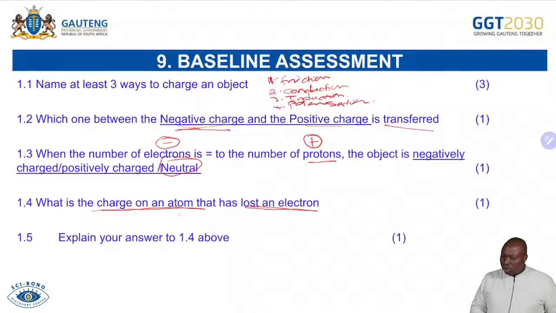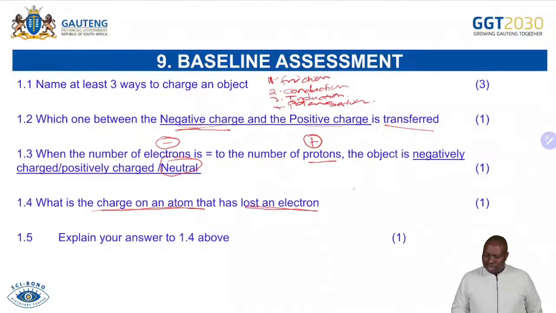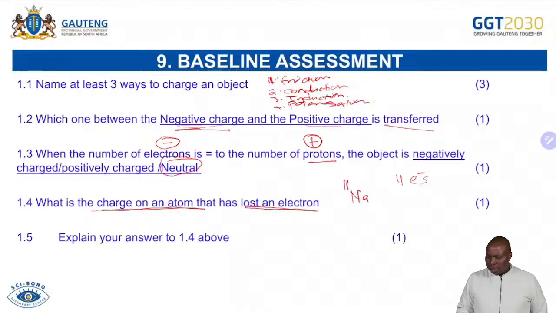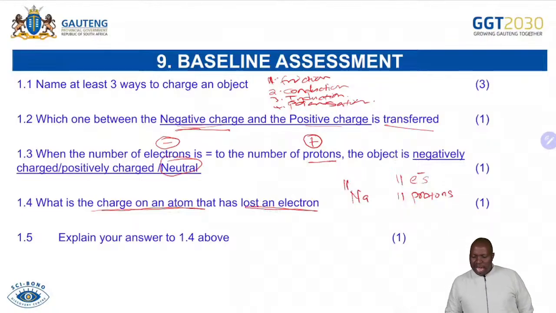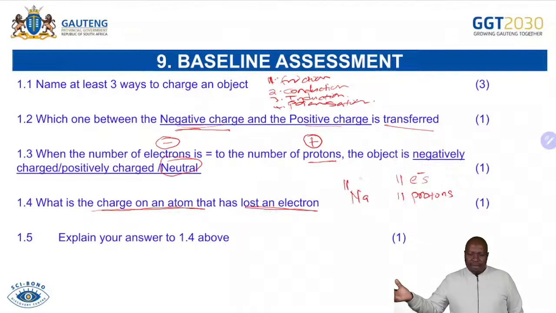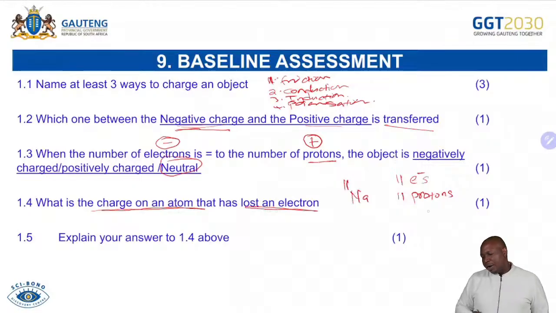Now we're saying, what is the charge on an atom that has lost an electron? So you will know that if, for example, you are having sodium, which is number 11 in the periodic table, sodium has 11 electrons and 11 protons. So 11 negative charges and 11 positive charges. And sodium is written as neutral. The neutral there is telling you that the number of electrons is equal to the number of protons. So you are able now to say, okay, 11 electrons, 11 protons.